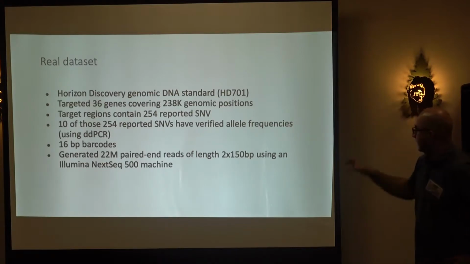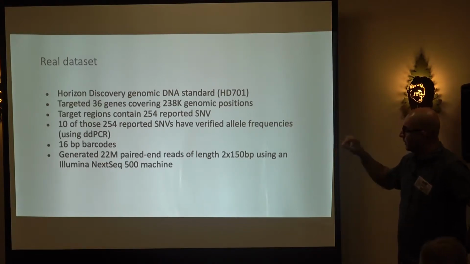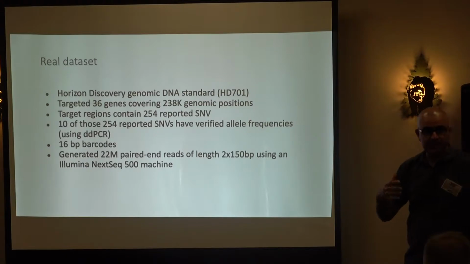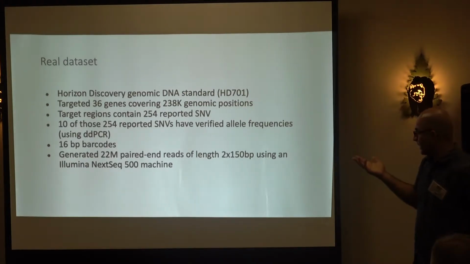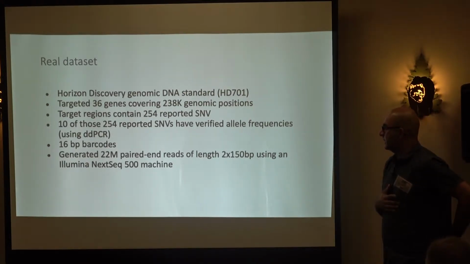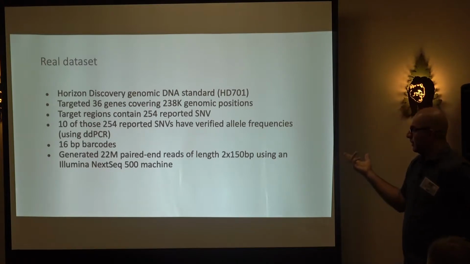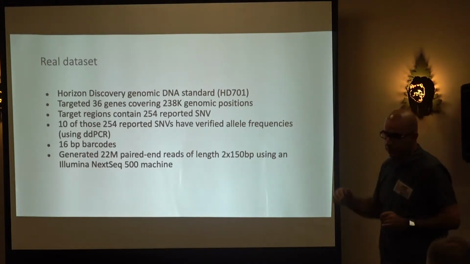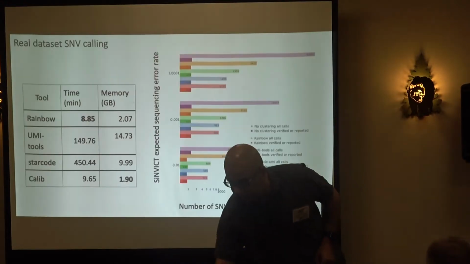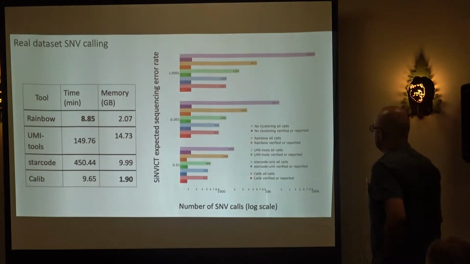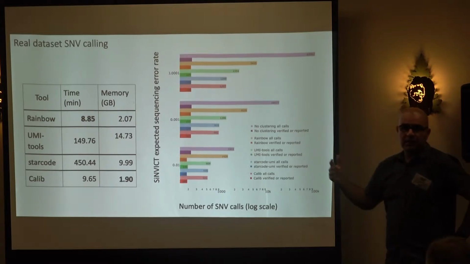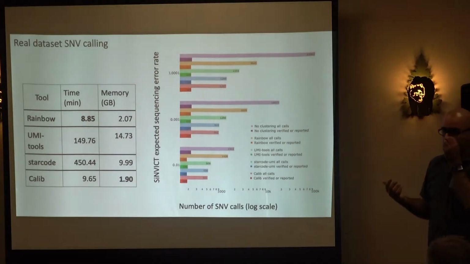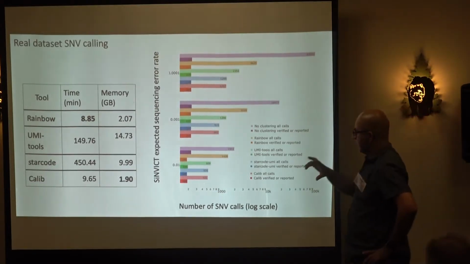In this panel, there were 254 reported SNVs in the literature, and 10 of them were actually validated using ddPCR. We used 16 base barcodes, 8 plus 8 on each side, and generated 22 million reads with Illumina. We modified a number of the clustering methods out there for this purpose to be able to compare what will happen.